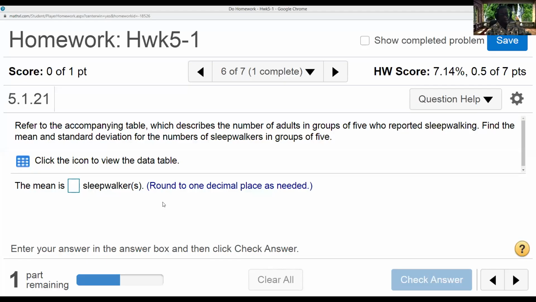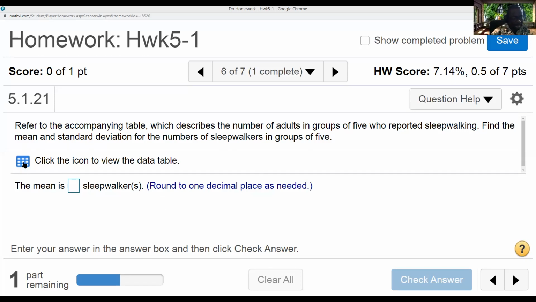Okay, homework problem number 6. Let me share my screen with you. All right, so this is homework problem number 6. It says refer to the accompanying table, which describes the number of adults in groups of 5 who reported sleepwalking. Find the mean and the standard deviation for the number of sleepwalkers in that group of 5.